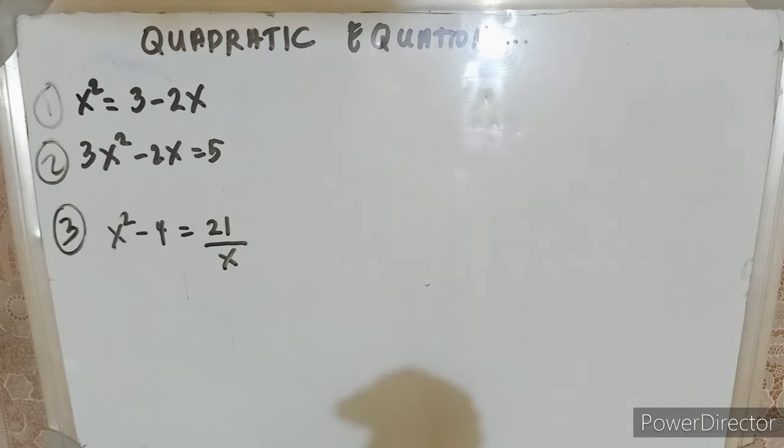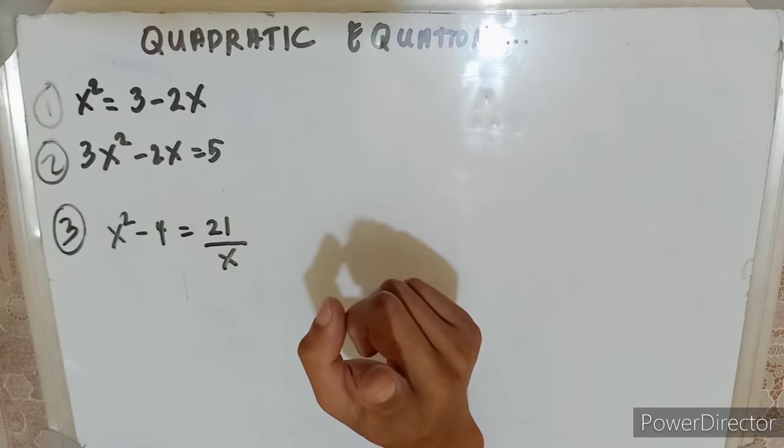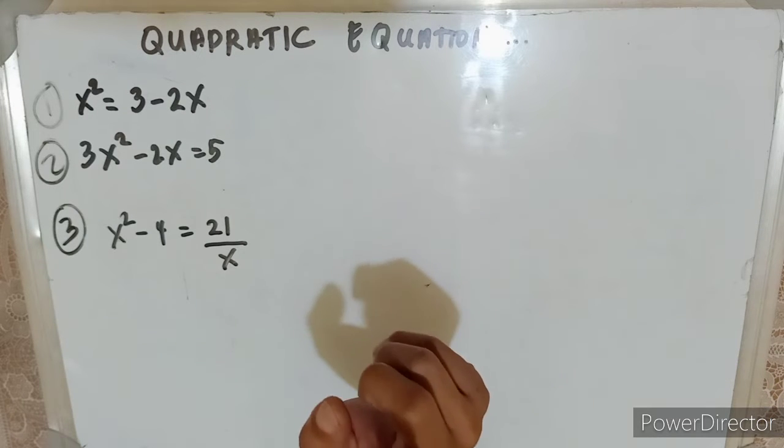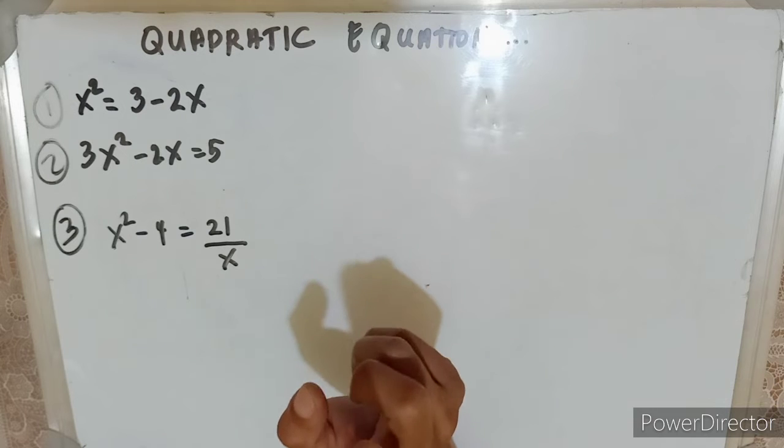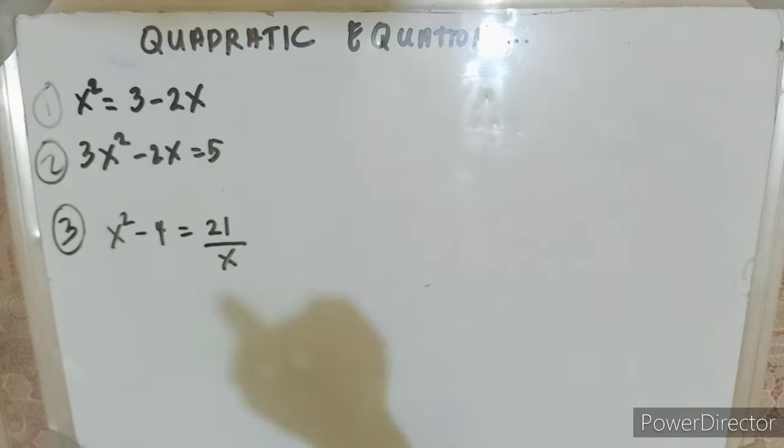So bakit siya naging quadratic equation? Kasi there's only one variable involved at ang highest exponent ng variable natin na x is 2. Okay? So, that is the meaning of quadratic equation.